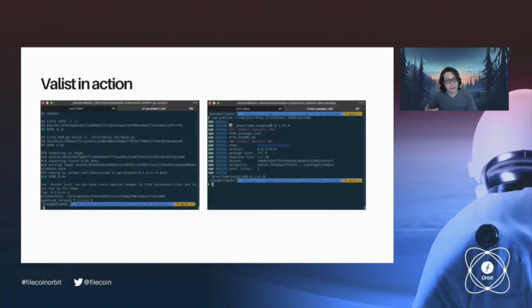So we've also got Vallast in action here. On the left, we've got an example publishing a Go application to IPFS and Filecoin, completely Web3 native, as well as an NPM package on the right, which you can install directly with the Vallast NPM registry implementation.